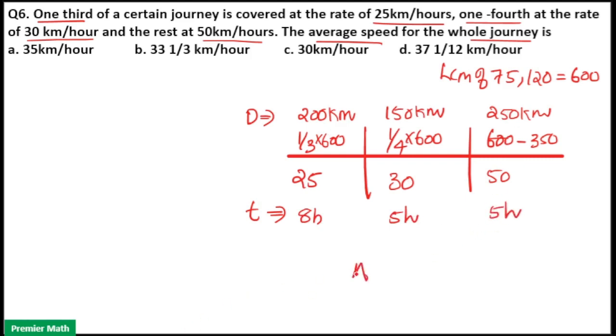That means average speed is equal to total distance, 600 km, and total time, 8 plus 5 plus 5, that is 18. That is equal to here 6 into 3, 18, 6 into 100, 600. So 100 by 3 is equal to 33.33, that is 33 and 1 by 3. So option B is your answer.